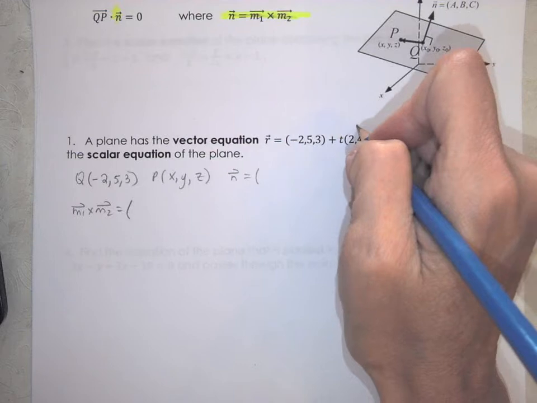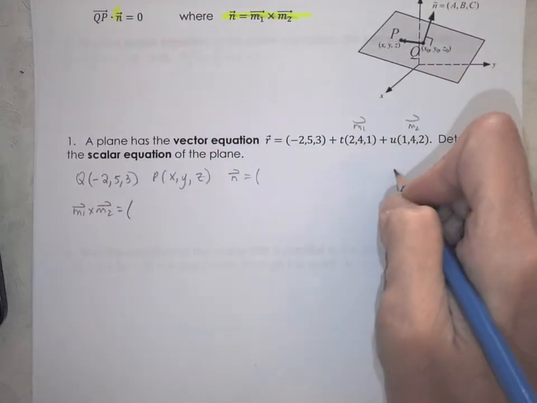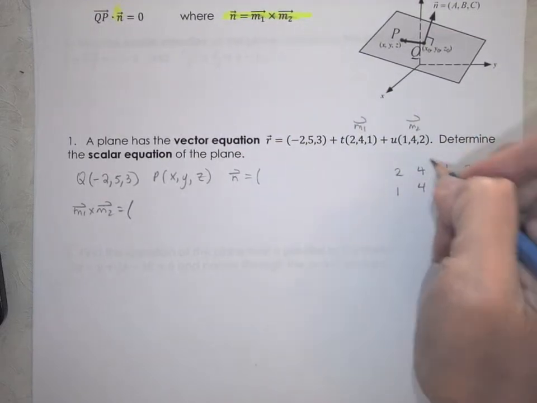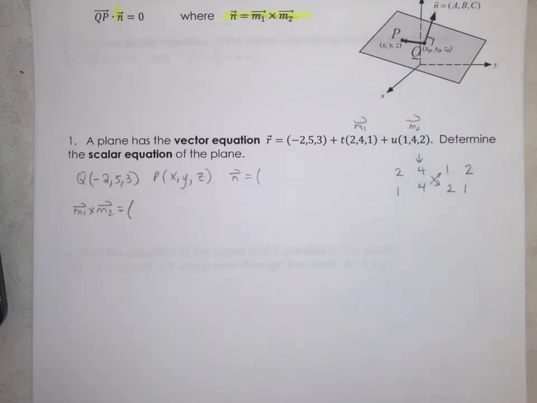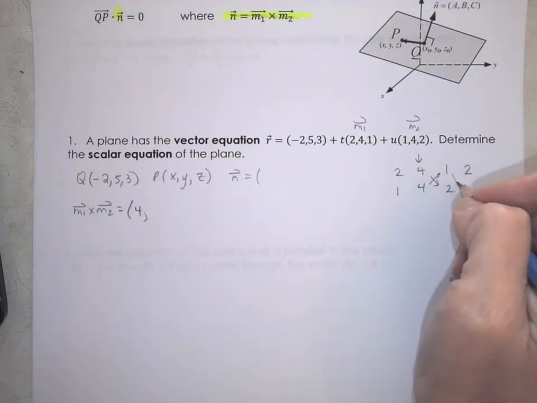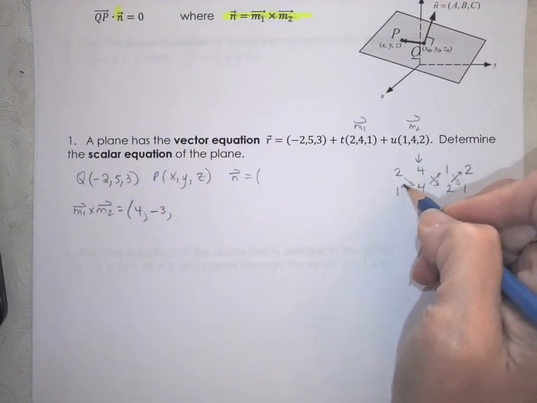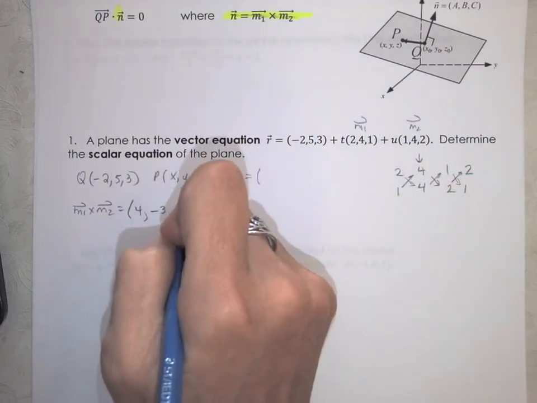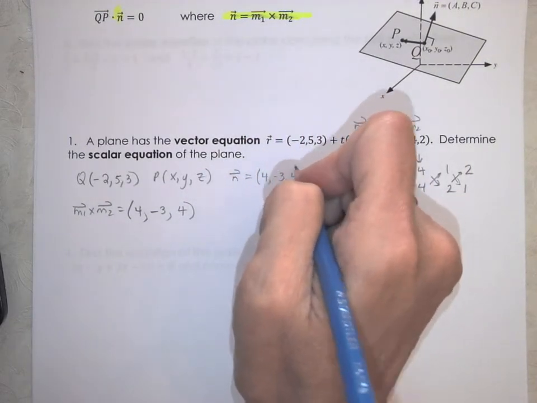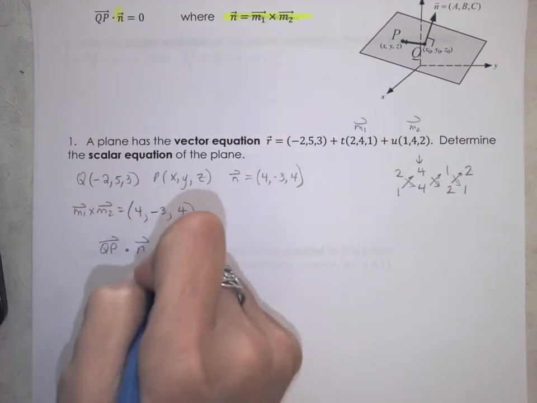So here's my first direction vector, 2, 4, 1, and my second one is 1, 4, 2, and I'm going to cross them. So back to using the cross product here. So that's going to give me 8 minus 4, which is 4, 1 minus 4, which is -3, and 8 minus 4, which is 4 again. And there isn't a smaller scalar multiple, so we'll just use that as our normal. And then we'll go into our QP vector, dotted with the normal has to equal 0.